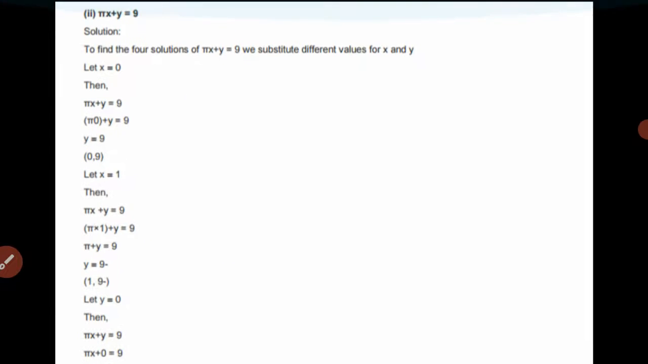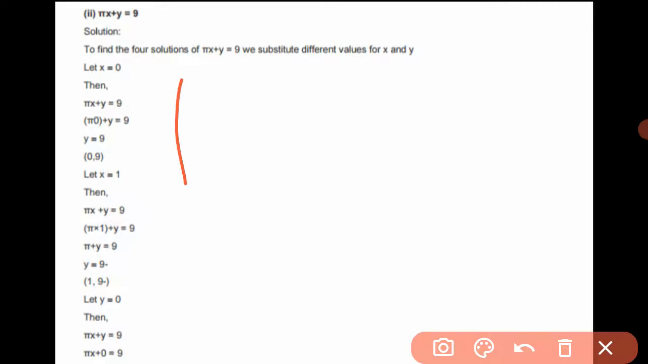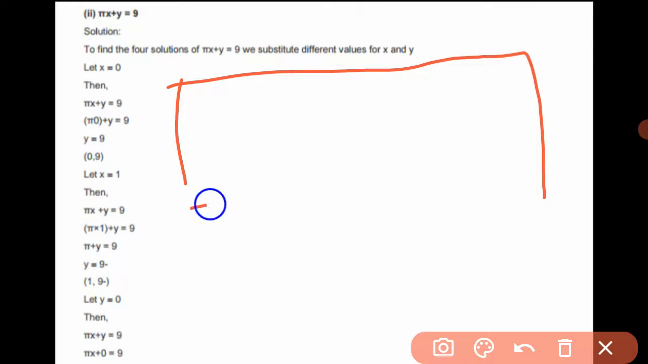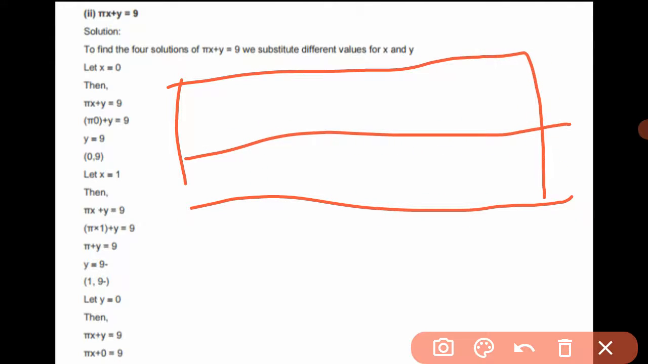Now after this, see its second part. In the second part we are given pi x plus y equals 9. In this also we will make a table like this. So you can make a table like this. Here we will put the values of x and y. So here it is x and here it is y.